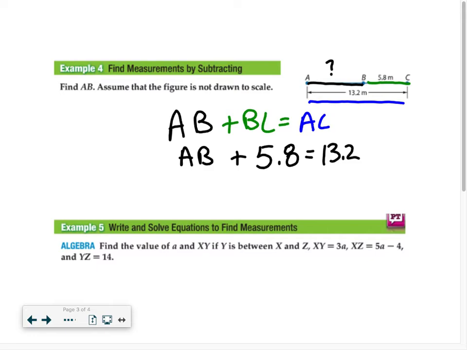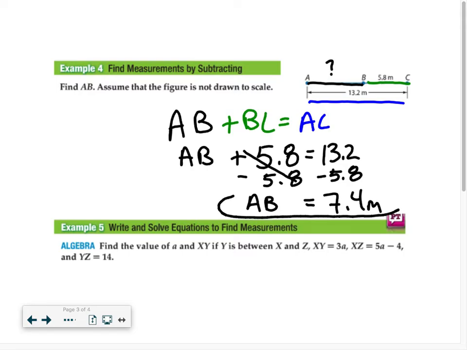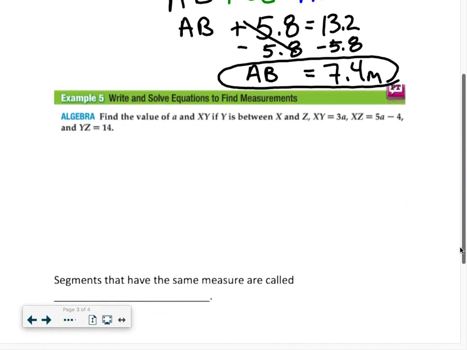So solving this equation for AB, we find that AB is equal to 13.2 minus 5.8, which is 7.4. If we're given units, we need to use units, so 7.4 meters. Okay. So write and solve equations to find measurements.